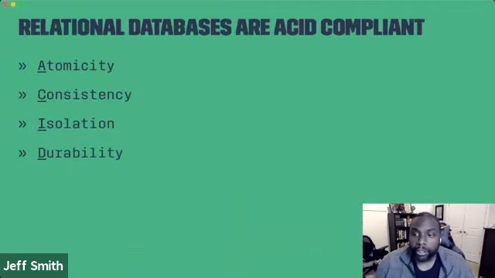So when it comes to relational databases, we talk about ACID compliancy. And ACID stands for atomic, consistent, isolated, and durable. Those 4 characteristics are what define relational databases. And we'll go through each of those individually.